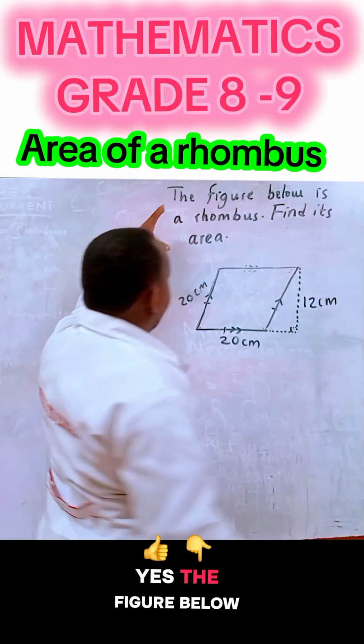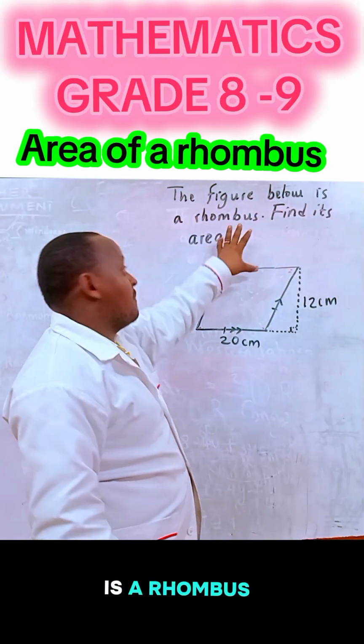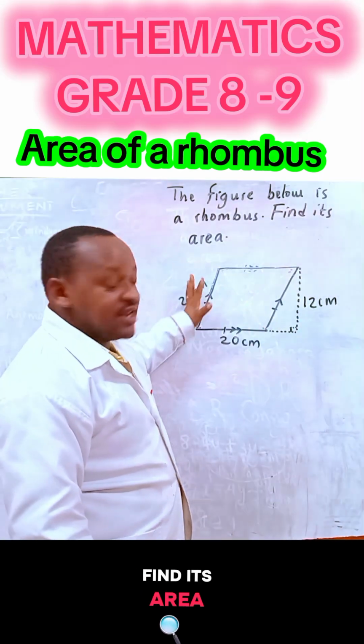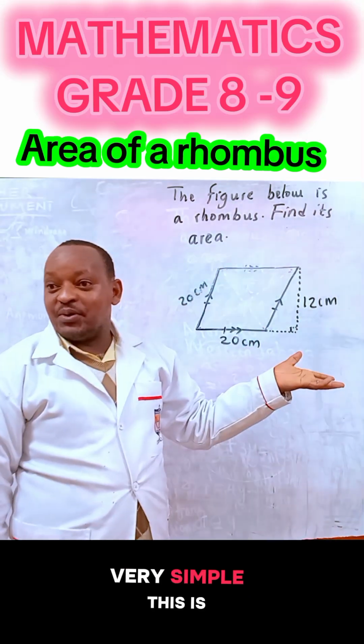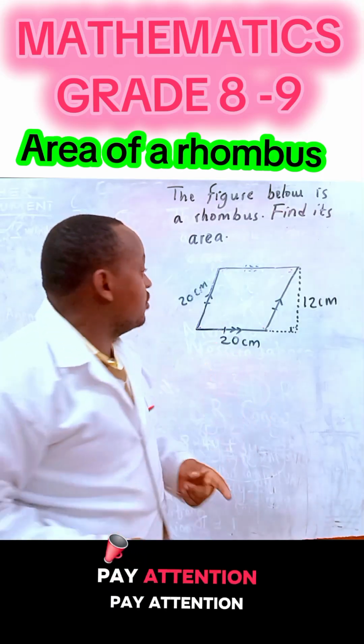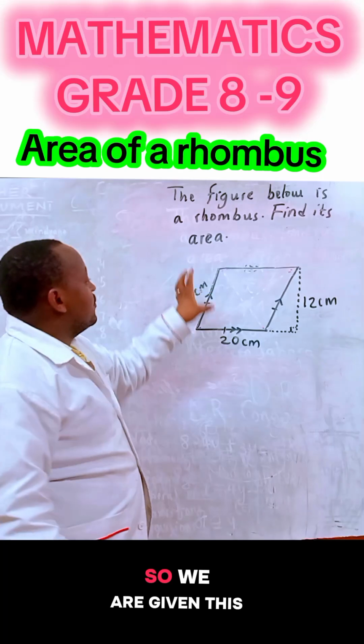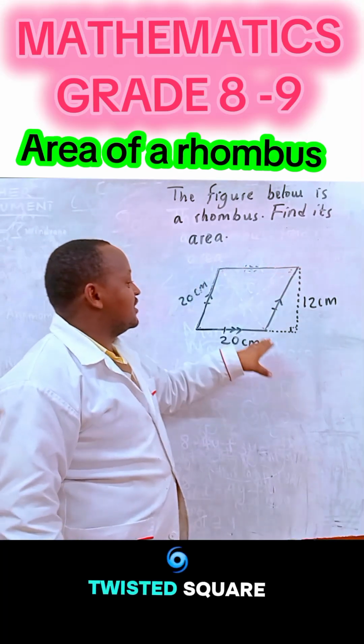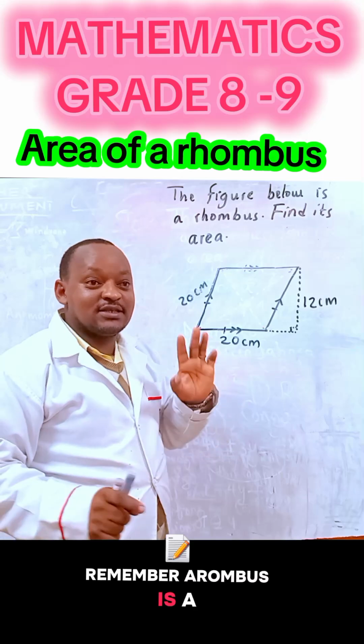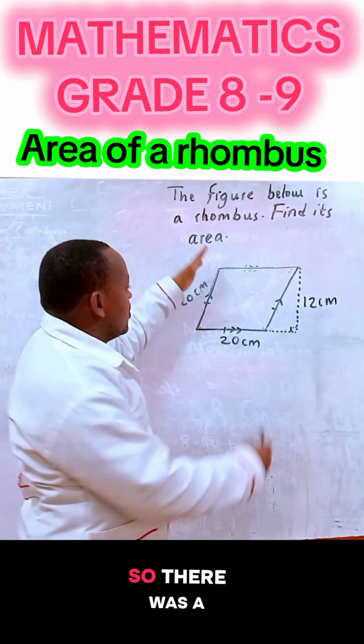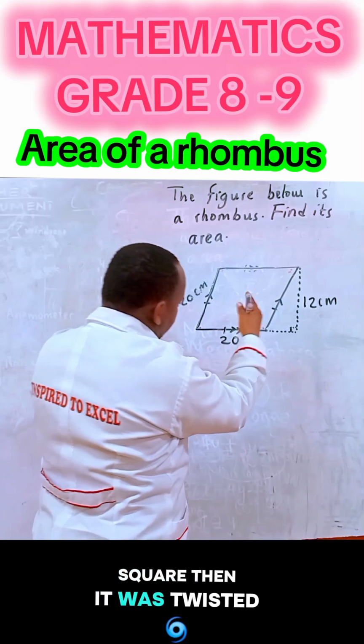Yes, the figure below is a rhombus. Find its area. Very simple. This is very simple. Pay attention. So we are given this twisted square. Remember, a rhombus is a twisted square. So it was a square, then it was twisted.